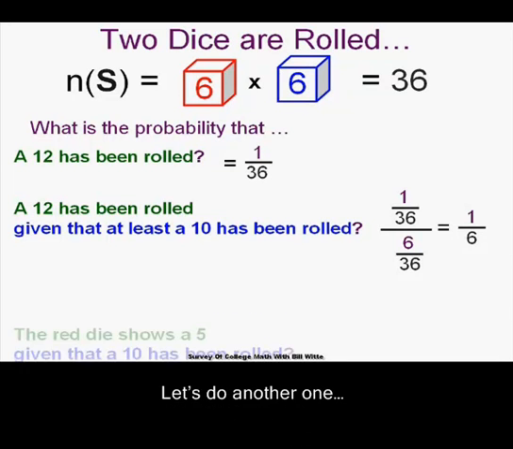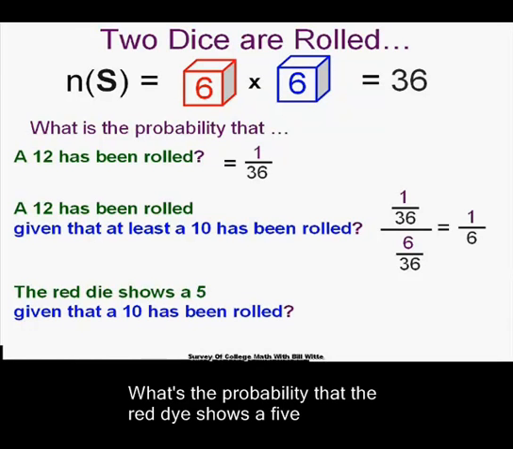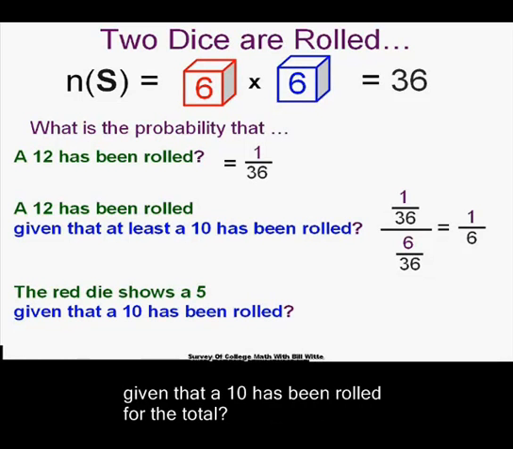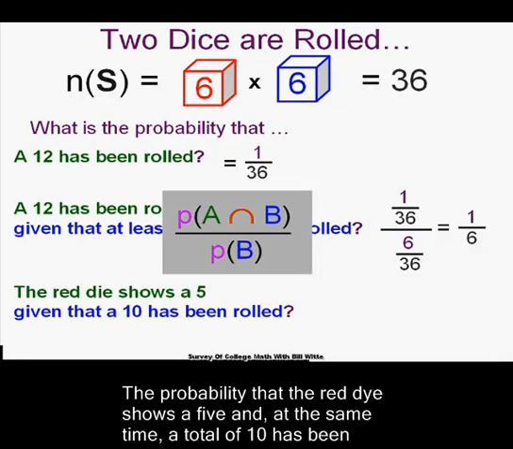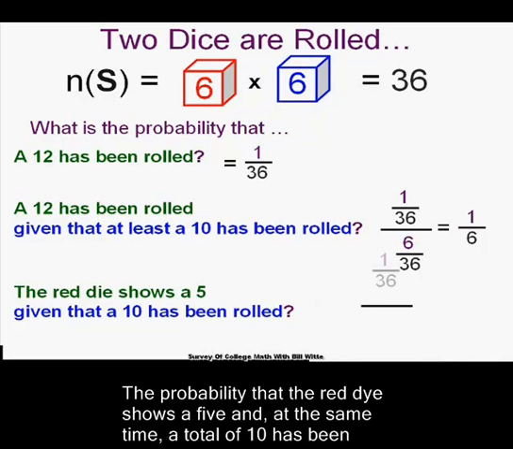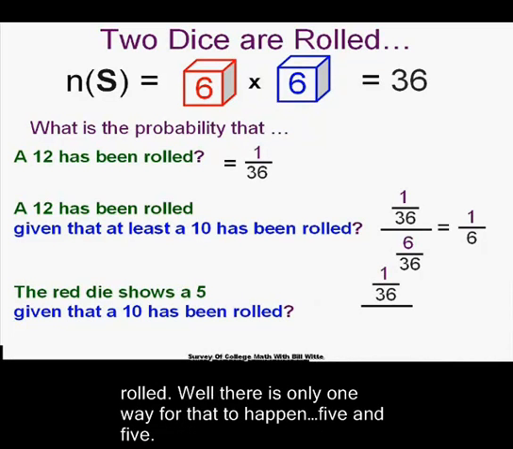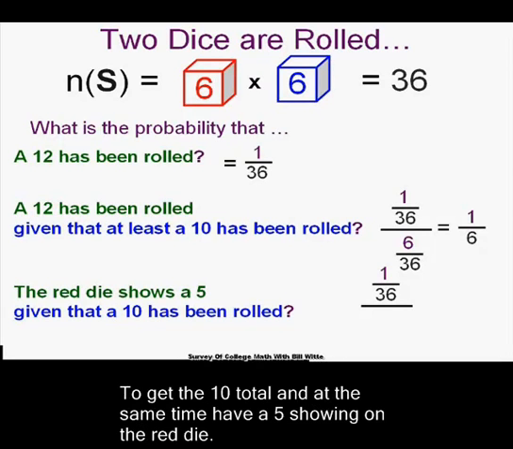Okay, let's do another one. What's the probability that the red die shows a 5, given that a 10 has been rolled by one of the two? I don't know which one. I'm sorry. A 10 has been rolled total. Okay, that the red die shows a 5. Well, what's the probability that both happened at the same time? A red die shows a 5, and at the same time, a total of 10 has been rolled. Well, there's only one way for that to happen, isn't there? One way, a 5 and a 5, to get the 10 and to have a 5 showing on the red die.